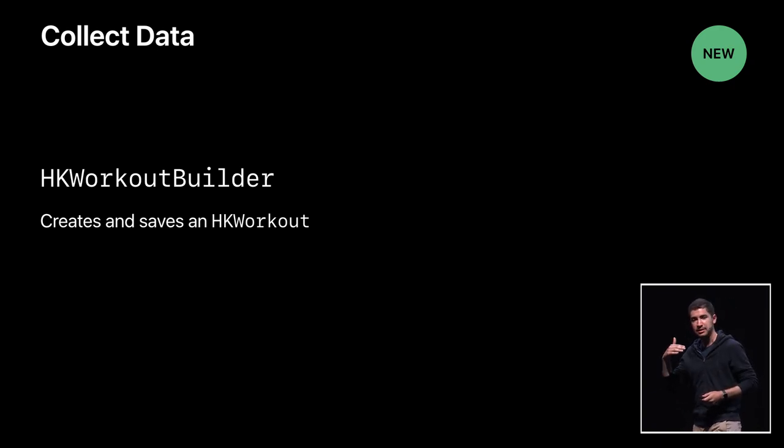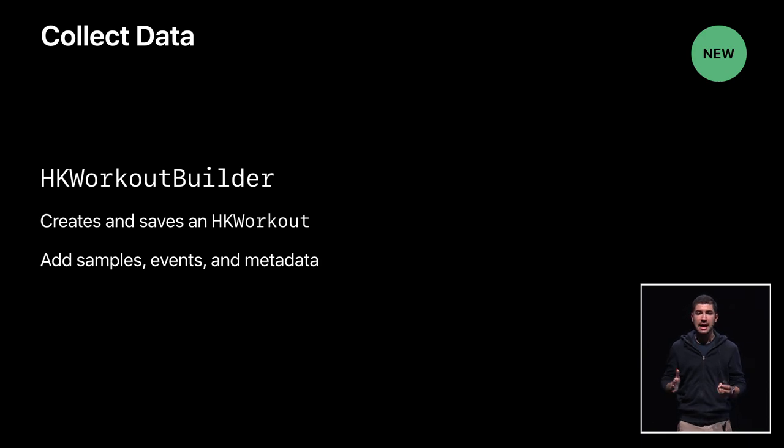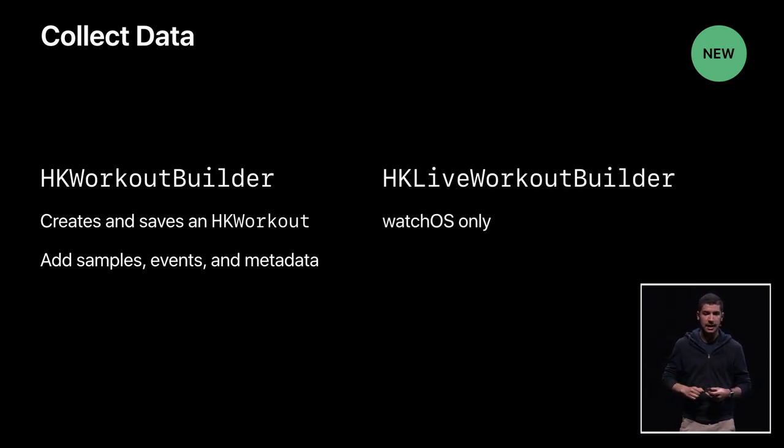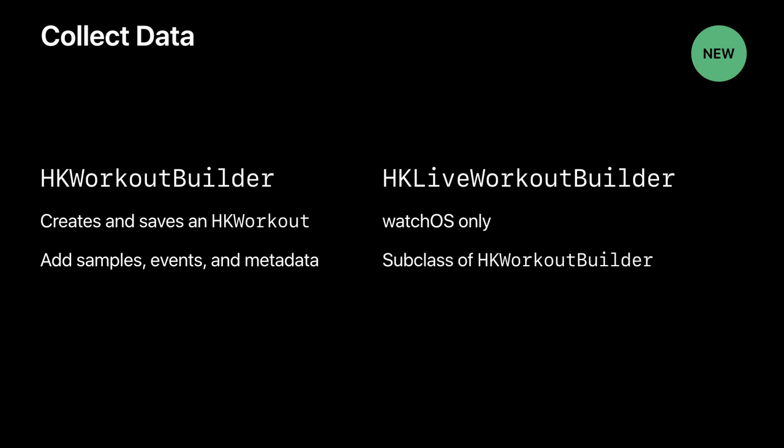You can then add samples, events, and also custom metadata to the builder while building the workout. And if you're on watchOS, you can use its subclass, HK Live Workout Builder. So it's watchOS only. And because it's a subclass of the workout builder, it has all of the great benefits of the builder, but because it's on watchOS and it works closely with HK Workout Session, it has all of these really cool features like automatic sample and event collection, which we'll talk about later.